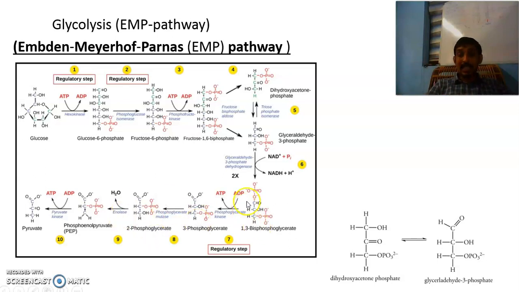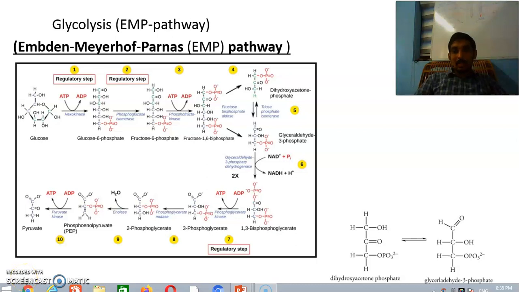So that phosphate released is utilized for the phosphorylation of ADP. That phosphate combined with ADP: ADP plus Pi gives rise to ATP. So we'll get 2 ATP, because we know that 2 molecules of 1,3-bisphosphoglycerate are present and converted into 3-phosphoglycerate. So 2 phosphates get released. Those 2 phosphates combine with 2 ADP and form 2 ATP. So in the seventh step, we'll get 2 ATP. So total ATP is equal to 5 plus 2 is equal to 7.